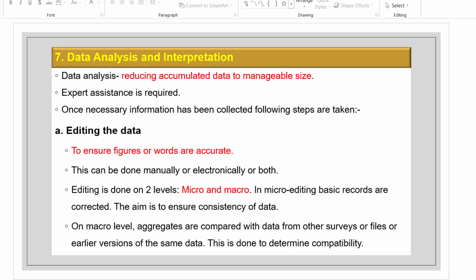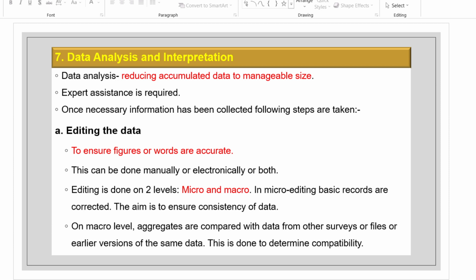The next step is data analysis and interpretation. Once the data is collected, we will get many forms of data. Only those data are used which are apt for decision making, or which the business is concerned about. So in the data analysis stage, we reduce the accumulated data to a manageable size, to only what we need. For this, expert assistance is required.